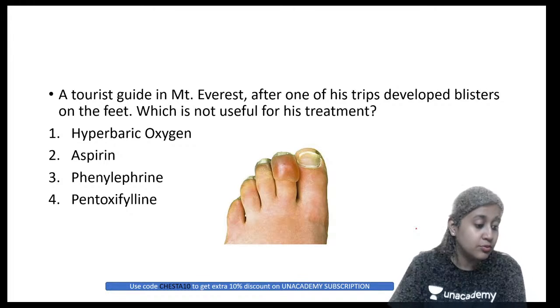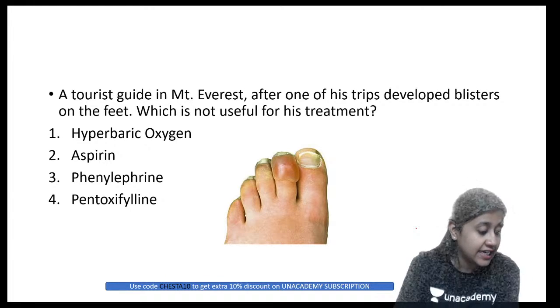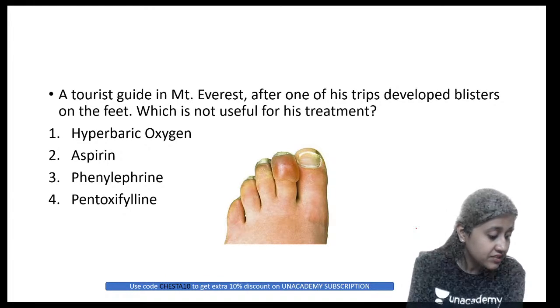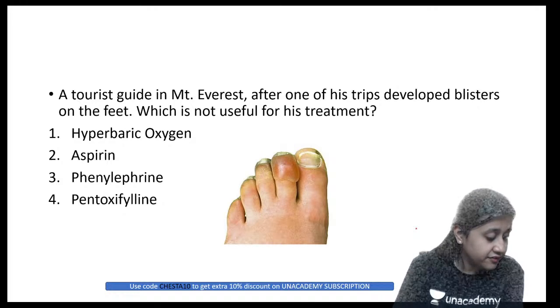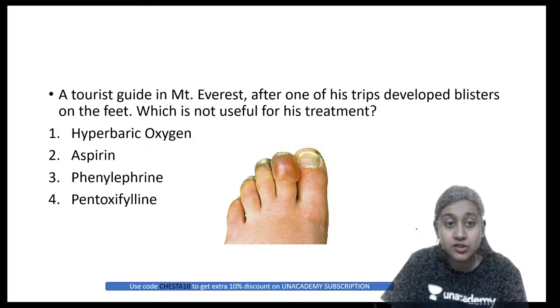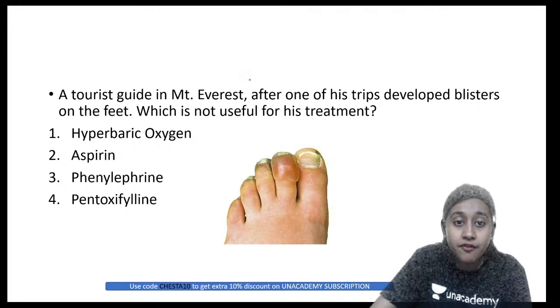Very nice. So Ramu, you are right. What about other students? Very nice. Abhishek, Swarma, Deva, Gaurav, Gamer, everybody is right for this question. So this is a case of frostbite.